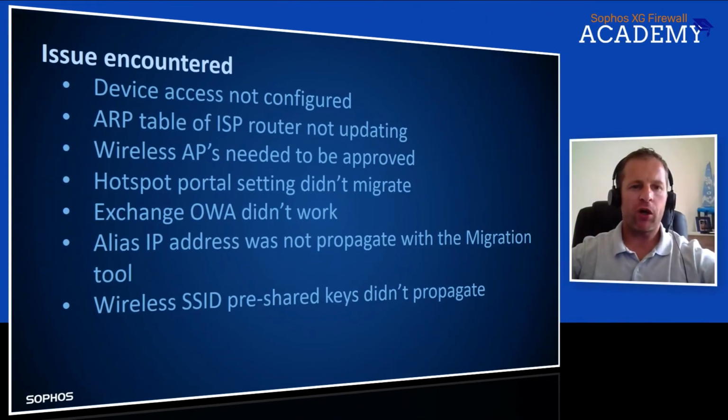We also had issues where the ARP table of the ISP router wasn't updating. What I mean by this is literally the ISP router would keep the old MAC address of the SG active, because their ARP timeout was very high. It was set to something like 2 hours. So for 2 hours, we couldn't access the device from outside. We reckoned there was something wrong with the XG, or there was an interface problem, only to find out that the interface didn't update on the ISP router. So that's not really related to an XG to XG migration, but it is one of the things that can hinder the migration process, which it did for us.